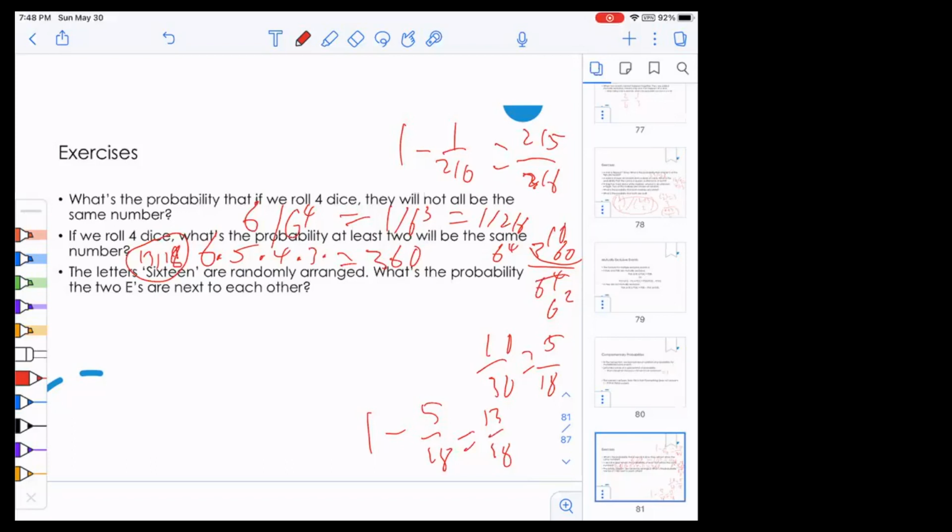So the number of successful outcomes, we would have 6 different letters, S, I, X, T, N, and then the 2 E's together. So the number of ways we can arrange these 6 letters is 6 factorial over the number of total outcomes, which is 7 factorial, the number of ways we can randomly arrange those 7 letters. And what we get is 1 out of 7. So that's the answer for the third one.